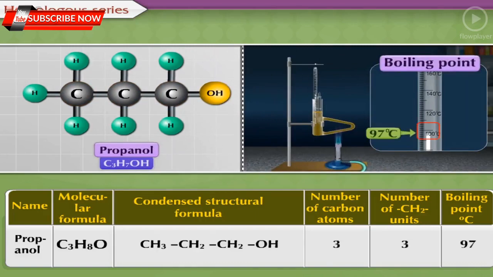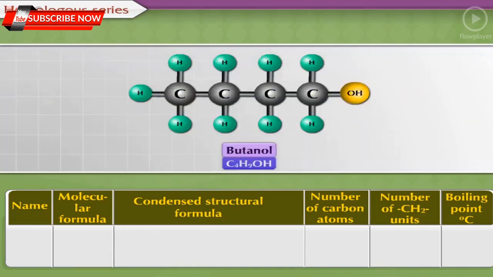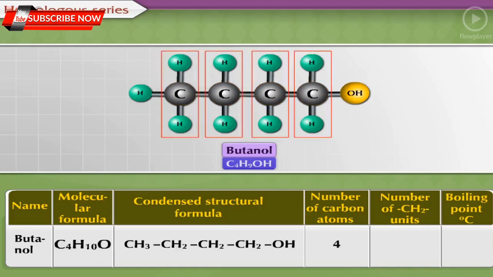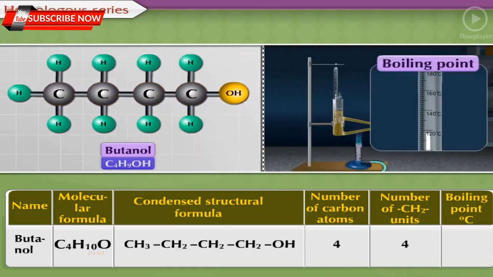degrees Celsius. The fourth compound is butanol. The molecular formula of butanol is C4H10O. Its condensed structural formula is CH3CH2CH2CH2OH. The number of carbon atoms is 4. The number of CH2 units is 4, and its boiling point is 118 degrees Celsius.